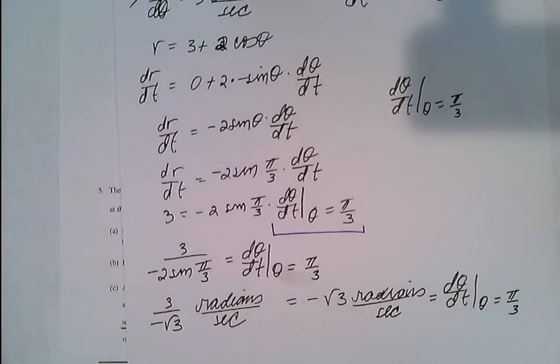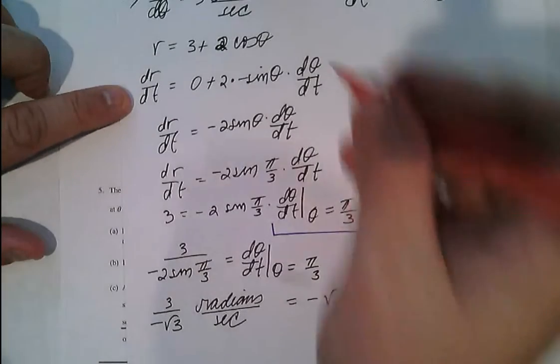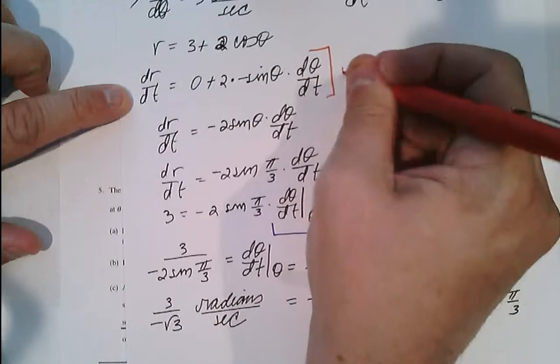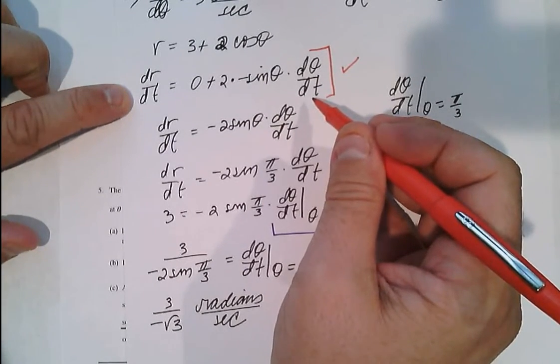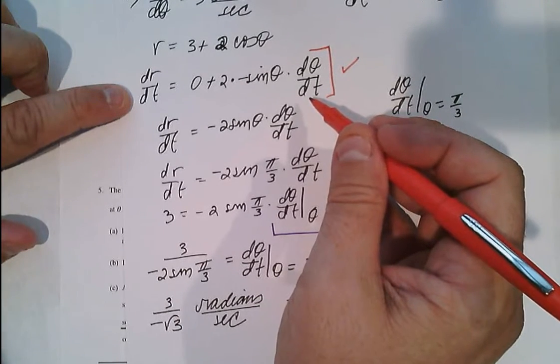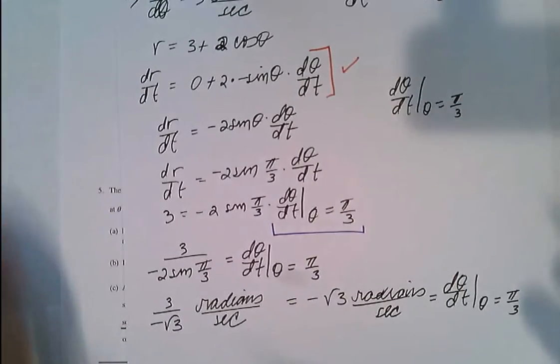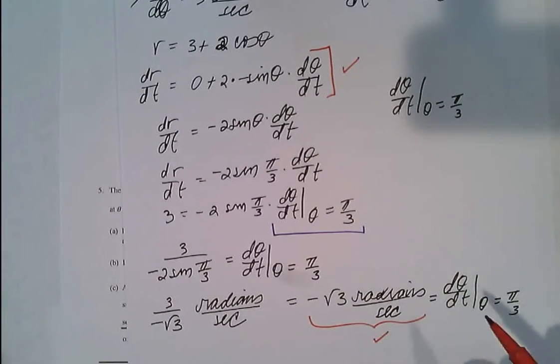All right, how did they award points? They awarded 1 point for coming up with the value of your derivative, the dr dt equals negative 2 sine theta times d theta dt. They then awarded 1 point for coming up with the answer, including the units.